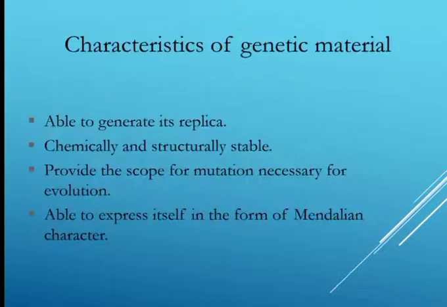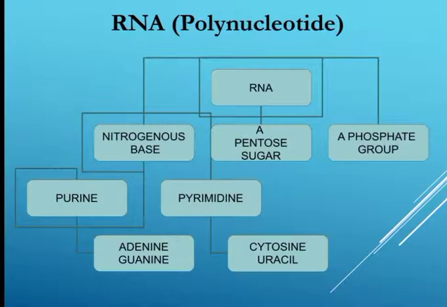We have studied this. Then we have studied about characteristics of genetic material, with which we can say that both DNA and RNA are the genetic material, but proteins are not the genetic material. Then we have studied about RNA. It consists of nitrogenous bases, purines and pyrimidines. The pyrimidines present in RNA are cytosine and uracil. In RNA, instead of thymine, uracil is present. RNA also consists of a pentose sugar, which is called ribose, and a phosphate group.